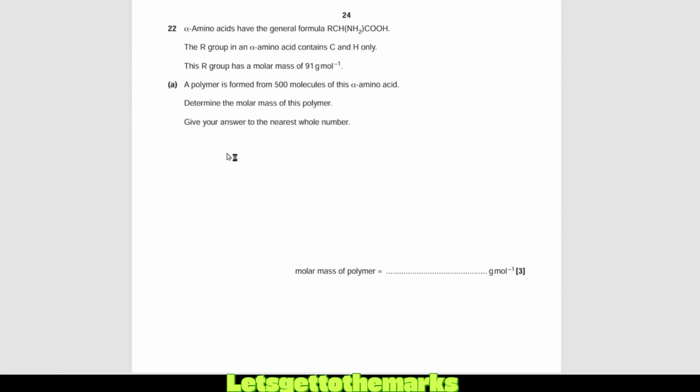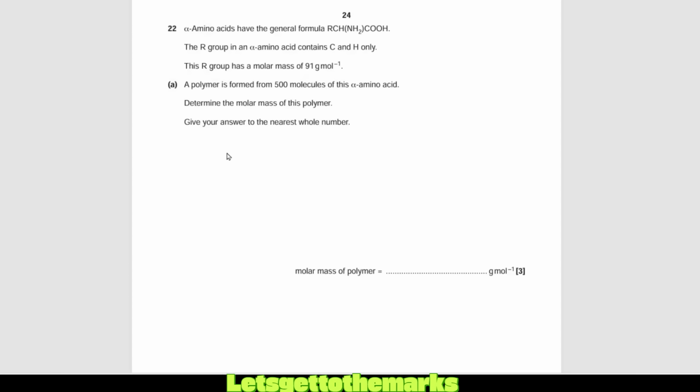All right, alpha amino acids have the general formula RCHNH2COOH. The R group in an alpha amino acid contains carbon and hydrogen only. This R group has a molar mass of 91 grams per mole. A polymer is formed from 500 molecules of this alpha amino acid. Determine the molar mass of this polymer. Give your answer to the nearest whole number.